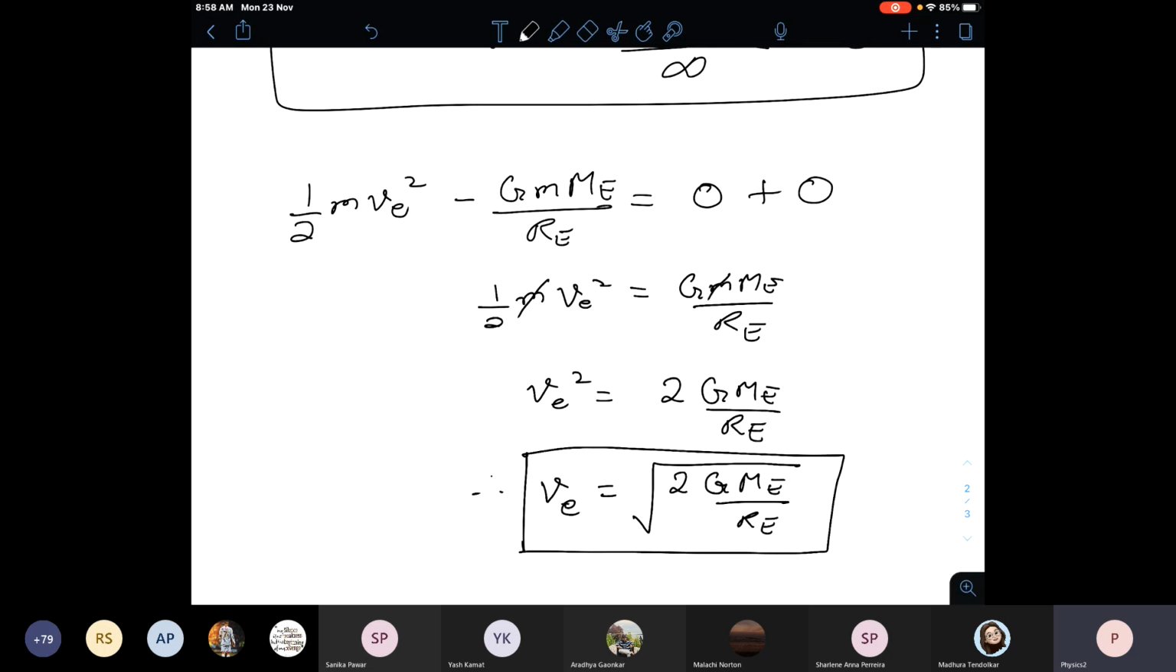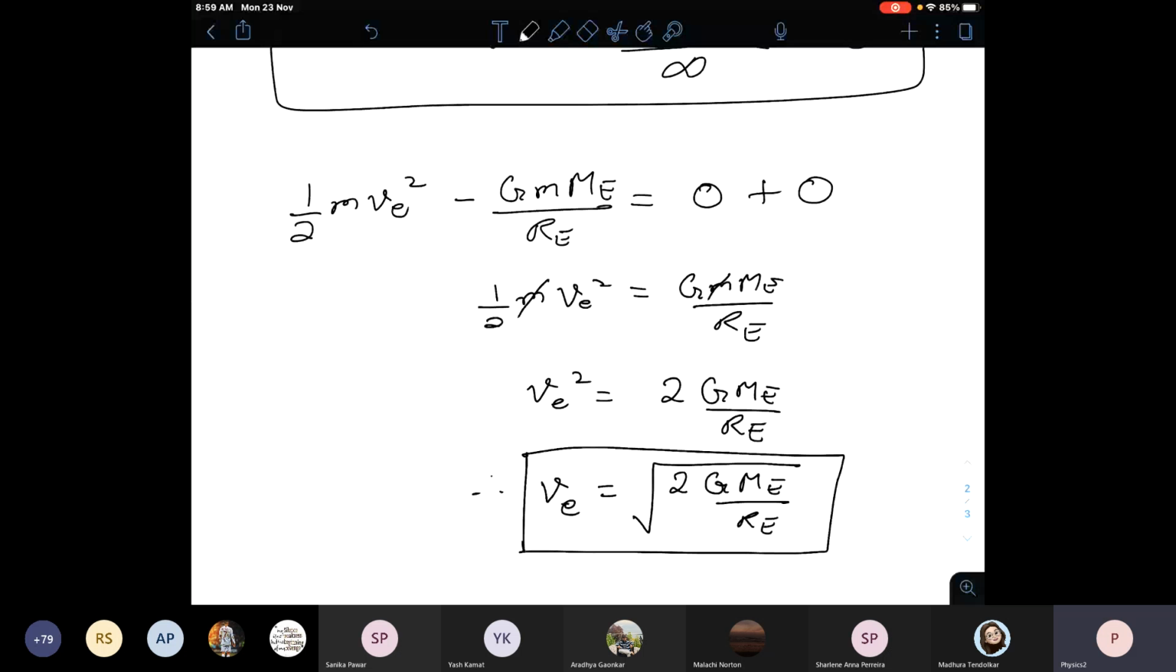So you can see here that escape velocity is a term which is dependent on the planet and not on the mass itself. There is no involvement of the mass of the object. The mass and radius, the properties of the planet, are required over here. So as you change the planets, your escape velocity will change. Otherwise, it will be constant for a given planet. Okay, is it clear?